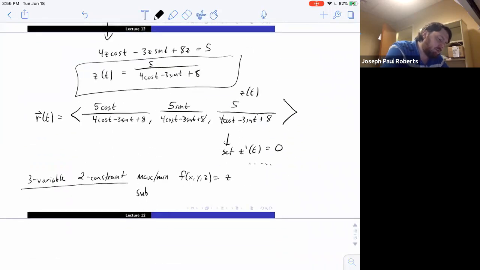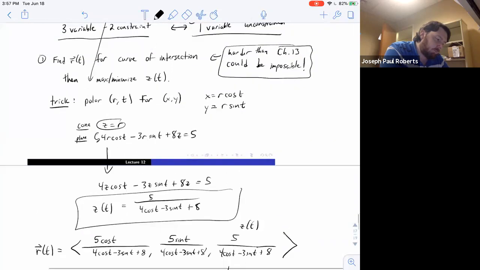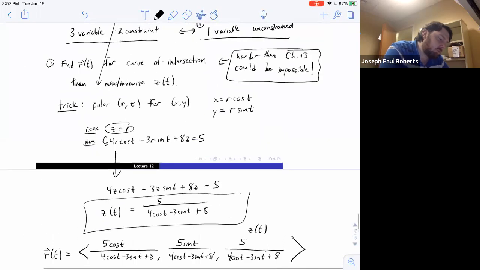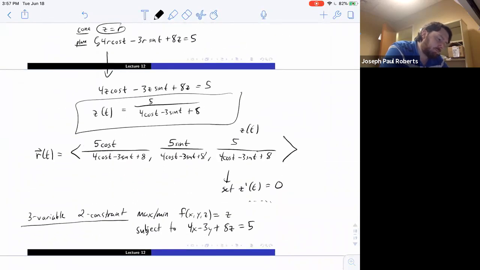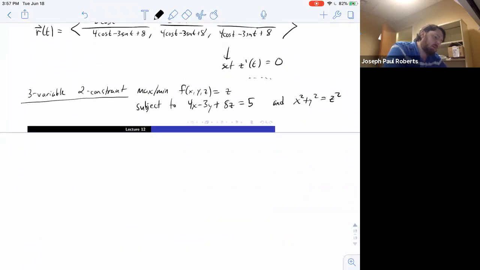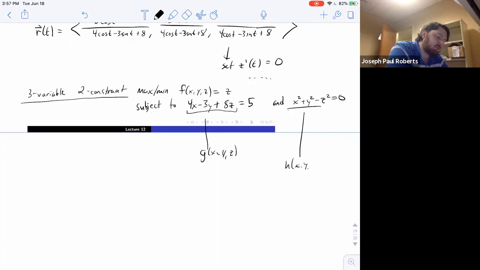And then subject to 4x minus 3y plus 8z equals 5, and x squared plus y squared equals z squared. This would be your first constraint, g of x, y, z equals k. And then let me just rewrite this cone equation as x squared plus y squared minus z squared equals 0. So that's our h of x, y, z.